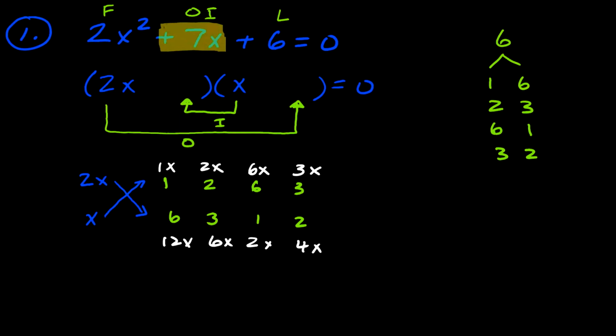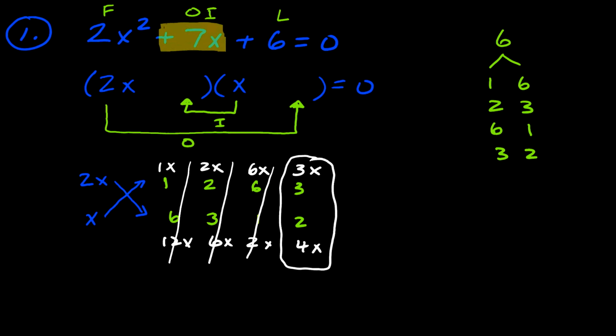So I can look at these case by case. The 1x and the 12x, they won't work. That would make 13 for addition. 2x and 6x would combine to make 8x. The 6x and 2x would combine to make 8x. 3x and 4x would work. So this is our winner.